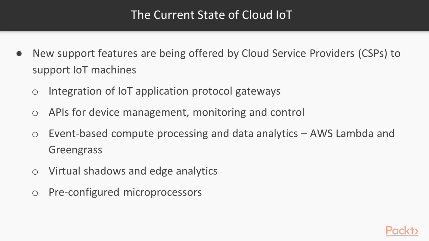Cloud service providers, or CSPs, were initially slow to support IoT systems. However, over the past couple of years, the big CSPs have begun rolling out more and more IoT services. This includes IoT protocol gateways, new APIs that support management, monitoring, and control of edge devices, event-based compute processing, and data analytics, both in the cloud and on the device, for example with AWS Lambda and Greengrass. Virtual shadows that store configurations even when an IoT device is offline, and even now pre-configured hardware to cloud, as seen in a partnership between AWS and Microchip recently.